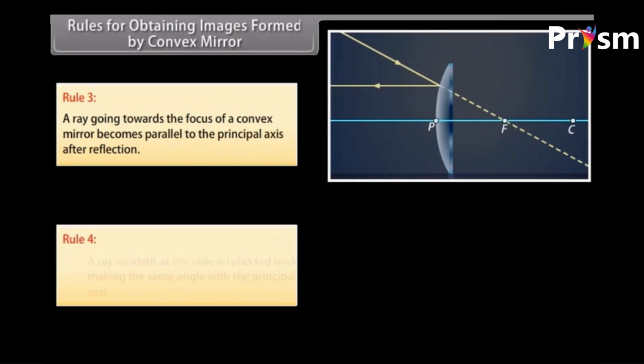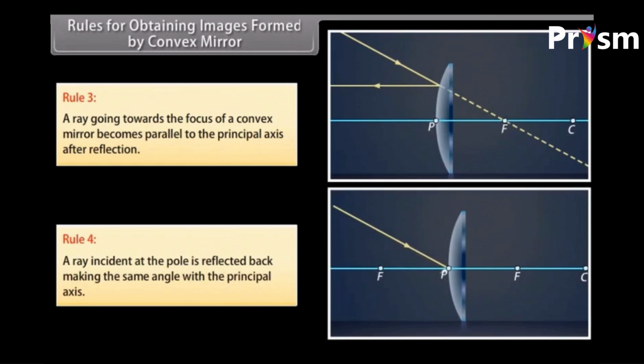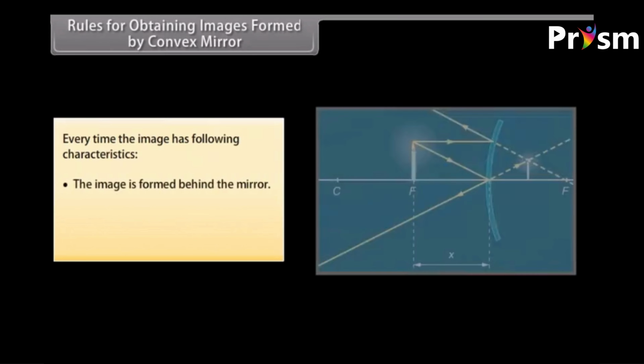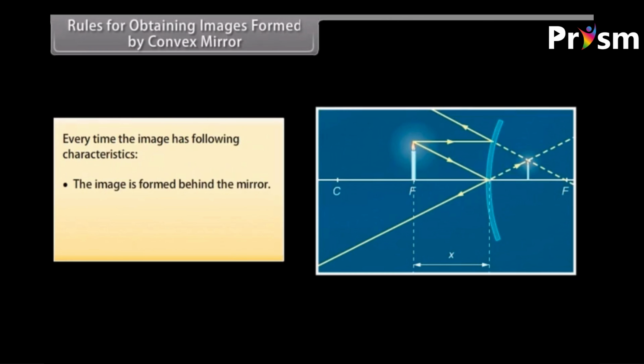Rule 4. A ray incident at the pole is reflected back, making the same angle with the principal axis. Every time the image has the following characteristics. The image is formed behind the mirror. It is virtual and erect, smaller than the object.